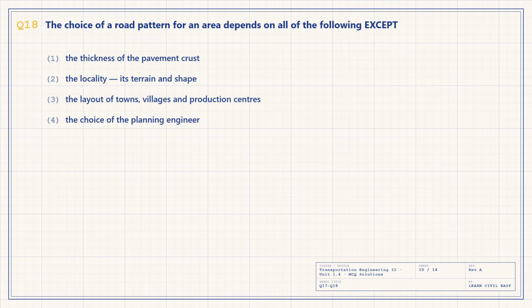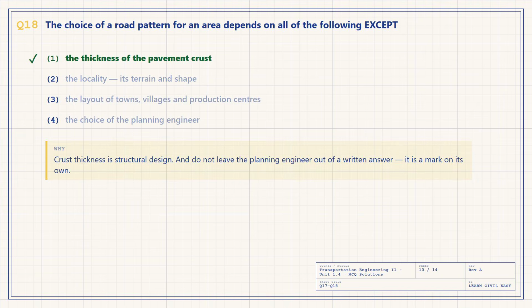Question 18. The choice of a road pattern depends on all of the following except option 1, the thickness of the pavement crust. Crust thickness is a structural design matter. It has nothing to do with the shape of the network. The 3 genuine factors are in the other options: the locality, its terrain and shape, the layout of the towns, villages and production centers, and the choice of the planning engineer. Please do not leave that last one out of your written answer. It is a mark on its own, and it is the one students forget most often.